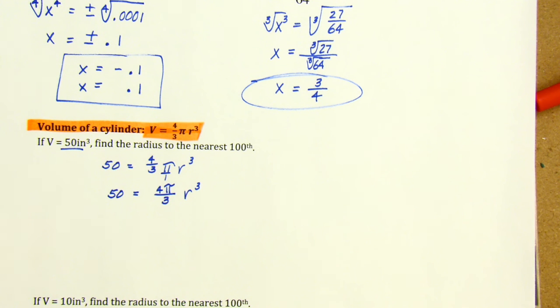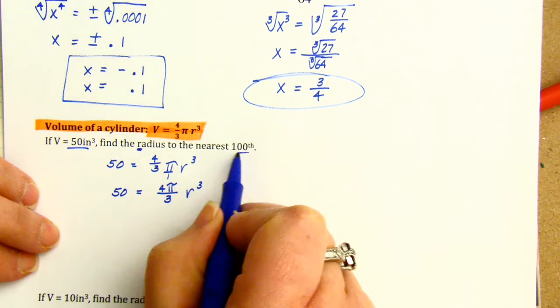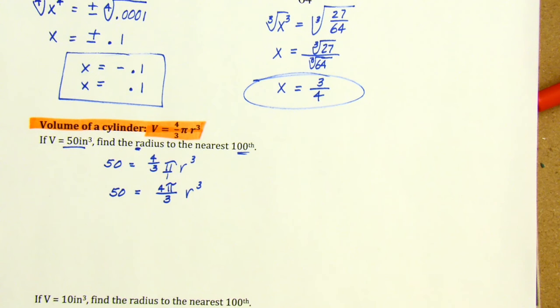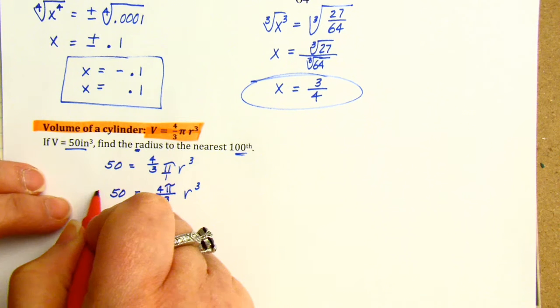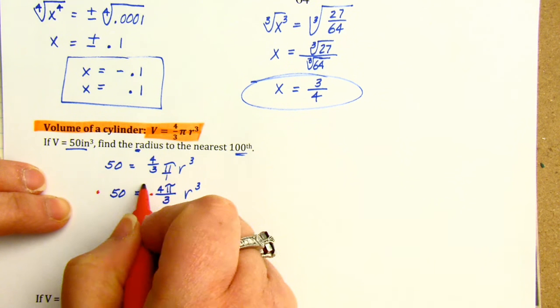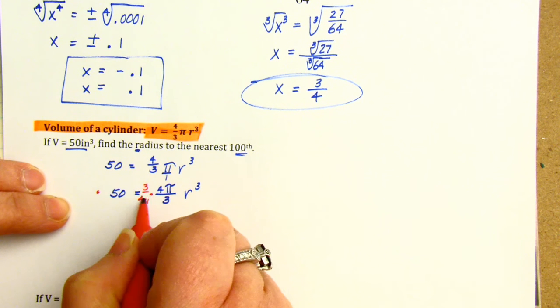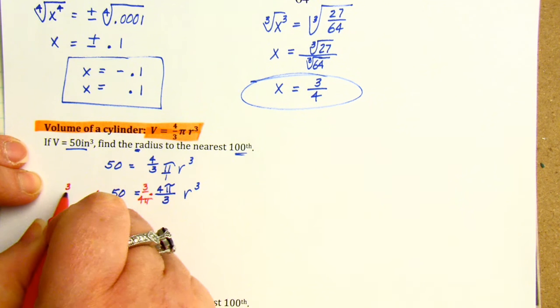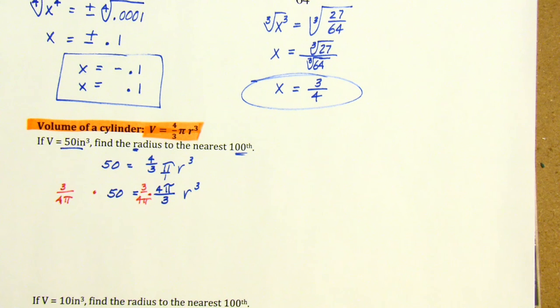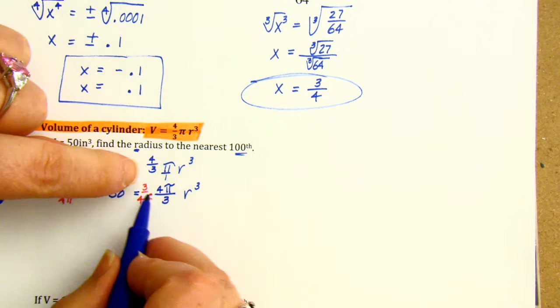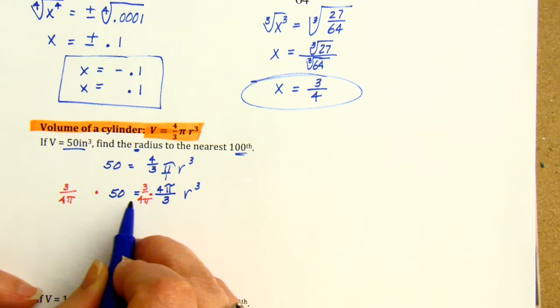Now, to get the r cubed by itself, because remember we are solving for r, solve for r to the nearest hundredth, I'm going to multiply by the reciprocal of this on both sides. Right? Whatever you do to one side, you do to the other. I want to multiply by 3 over 4 pi on the left and on the right, because I want these 3's to divide out, and I want these 4's to divide out, and the pi's.